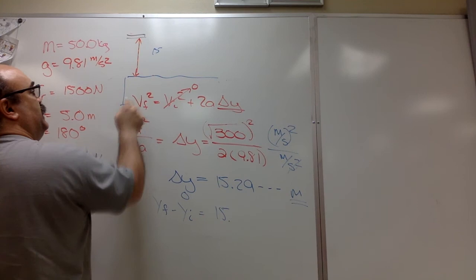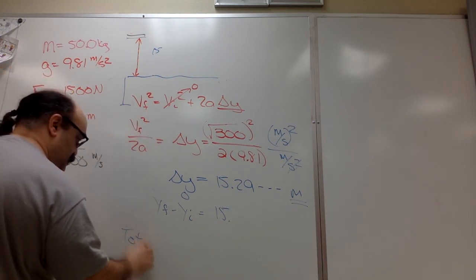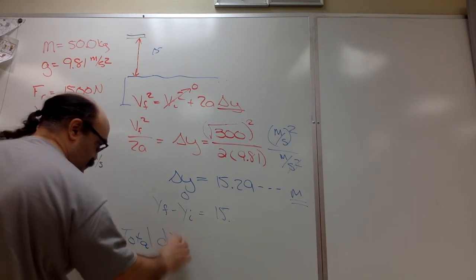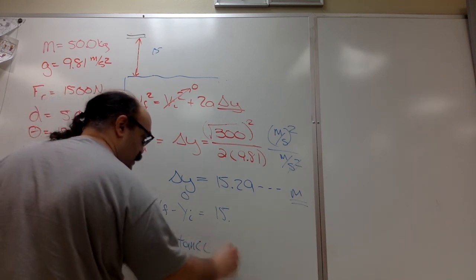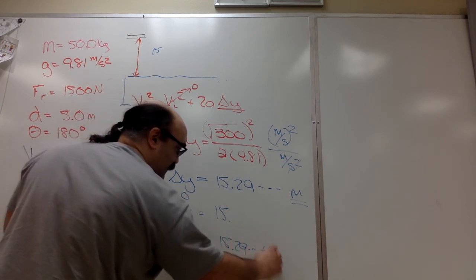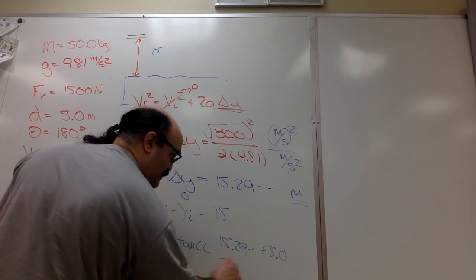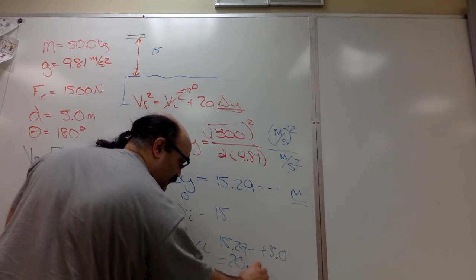Then we have down here another 5. So the total distance was 15.29, whatever, plus 5.0, rounded to the ones place. That gives us a total of 20 meters with 2 significant digits.